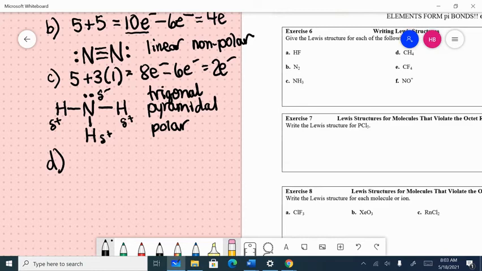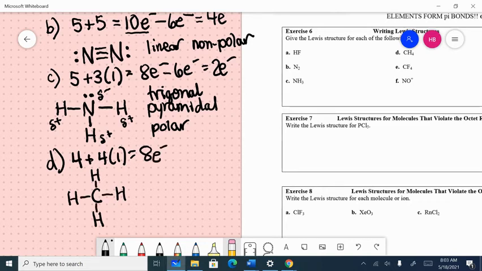Going on to D, CH4. Carbon has 4. Each hydrogen has 1. So I have 8 electrons to represent. We'll put hydrogens on the outside because hydrogens have to be terminal atoms because they can only have 1 bond. Then when I bond them together, I'm going to use 2, 4, 6, 8 electrons. This is symmetrical. It is tetrahedral.